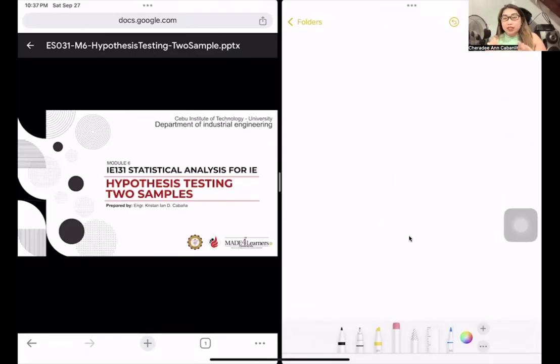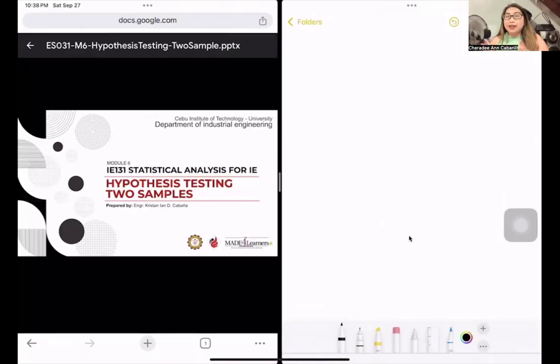Now we have two types of data here. We call them dependent and independent data. When we say independent, they are mutually exclusive. They don't pair, they don't match. For example, the scores of this section compared to the scores of the other section. They are really mutually exclusive, they don't happen at the same time. Okay, so that's for independent types.